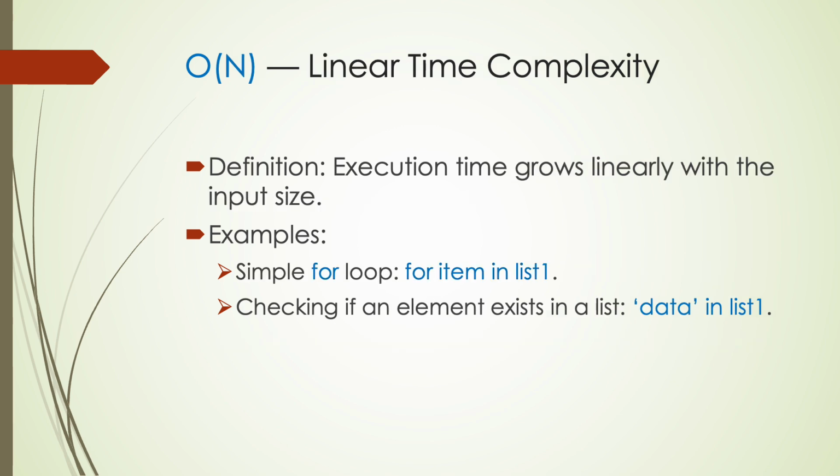The second common big O notation is O(n), which means the execution time grows linearly with the input size. Basically, it means a simple for loop is used to iterate over all the possibilities. For example, the time complexity for checking if an element exists in a list is O(n), because in the worst-case scenario, we have to compare all the elements in the list with the given element.